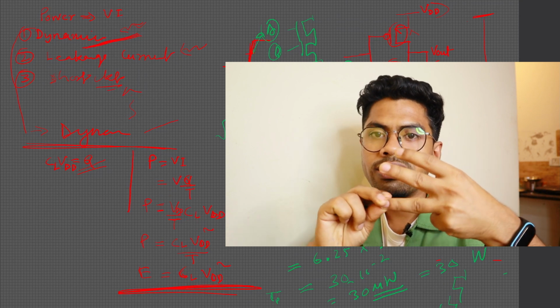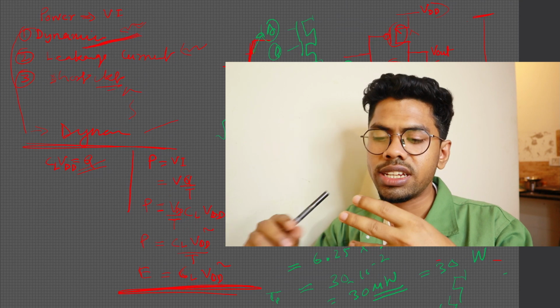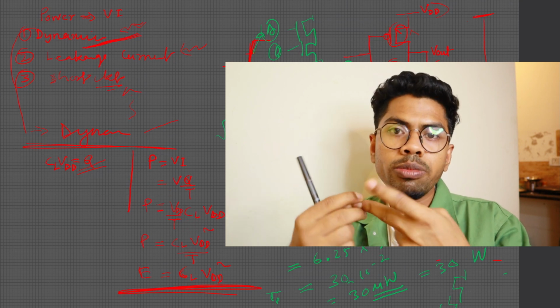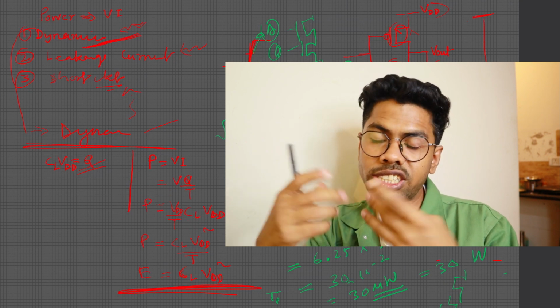One is at the architecture level: reduce the toggling of the signal for each gate. Second would be reducing the CL by efficient design, and last would be reducing your VDD. So these are the major ways.